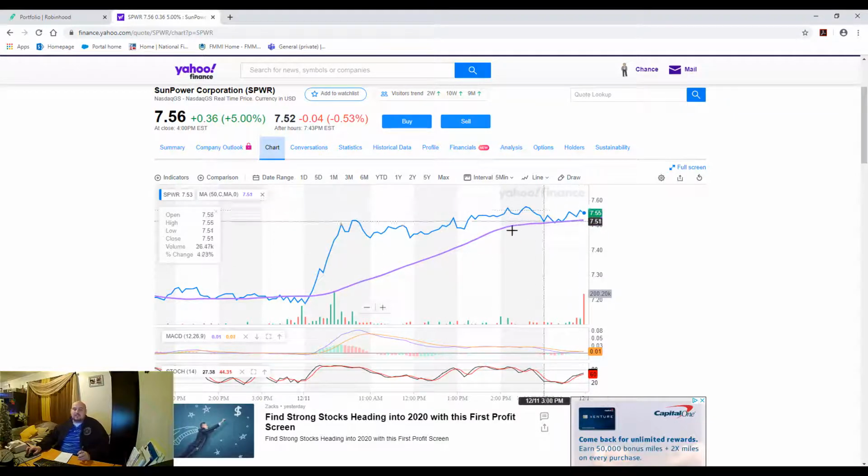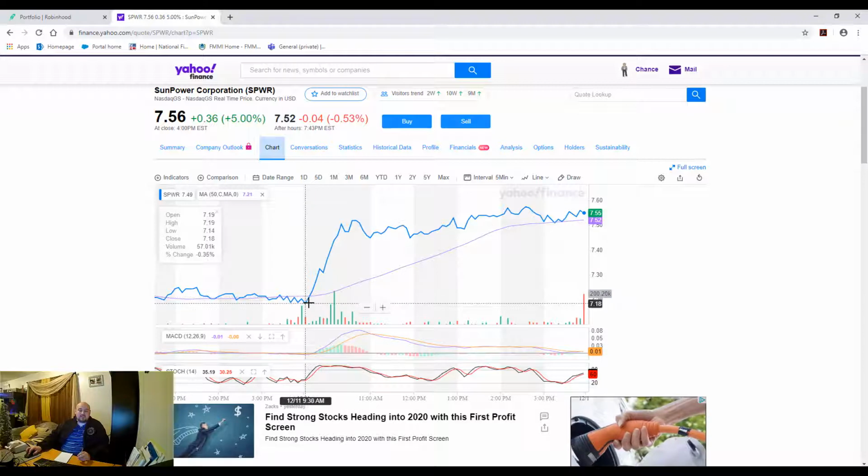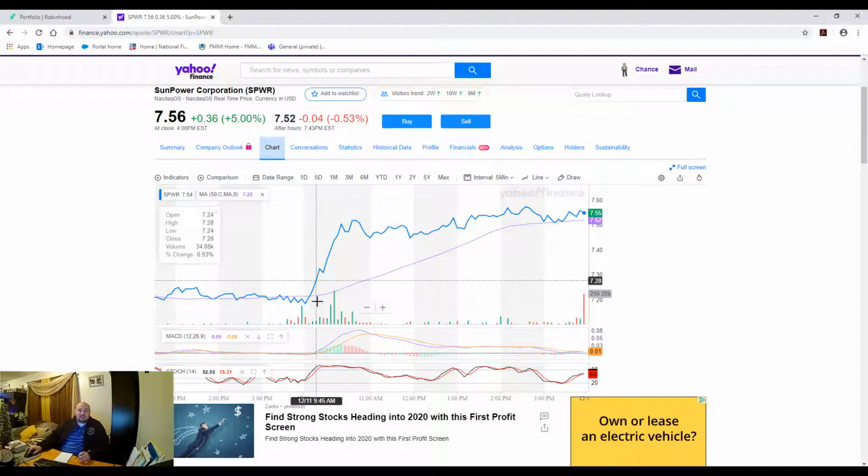When the daily trade has an uptick that crosses over the average and the volume spikes, that's a good point to say that activity is coming up that's going to make the stock value a little higher.